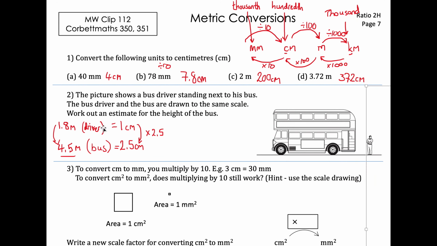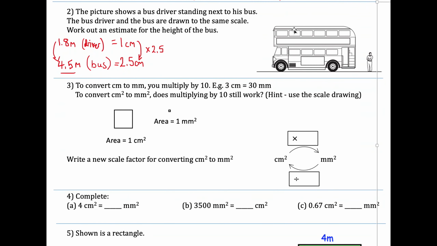Just bear in mind, for certain questions you may be given the height of something, and then you might have to turn the ruler to measure the length of something else. Okay. Number 3. Convert centimetres to millimetres, you multiply by 10. Okay, we knew that already. To convert square centimetres to square millimetres, does multiplying by 10 still work?